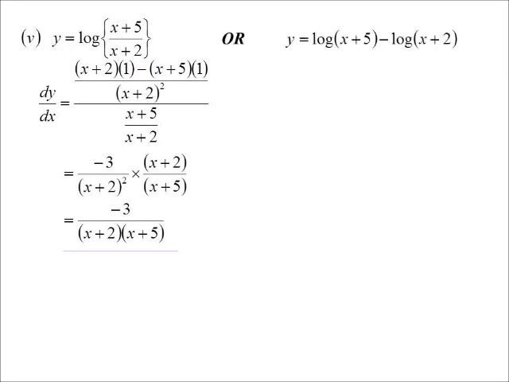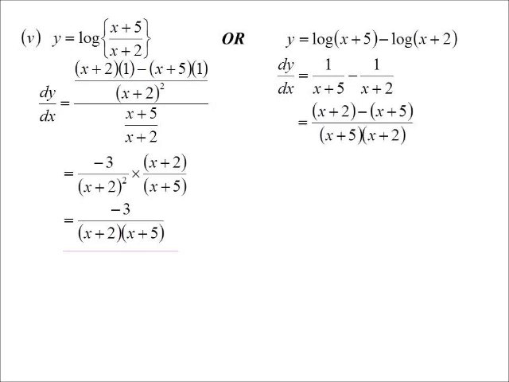Or, if I use the log laws first, then division is subtraction. Derivative of log x plus 5 would be 1 on x plus 5. Derivative of x plus 2, 1 on x plus 2. So again, a bit of algebraic fraction work, and we get the same answer. Possibly the second way is easier with that, because, you know, fraction on fraction, it's easy to make a silly mistake with that. But yet again, it's just personal preference, which way you want to go with that.